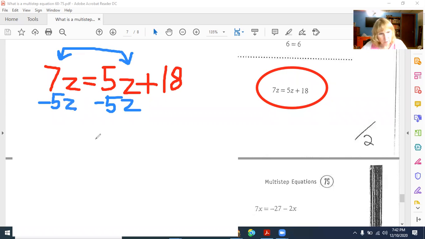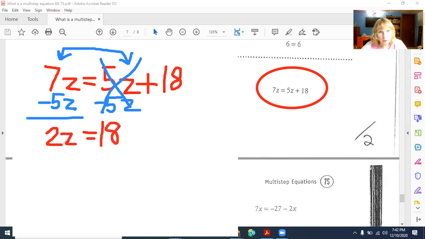Okay, and now if I do that, these are going to cancel out because positive 5z and negative 5z gives me 0, 0z. And 0z is just 0 because 0 times any number is 0. So now on this side I have 7z minus 5z. That will give me 2z equals what's left on the right side, just the 18.